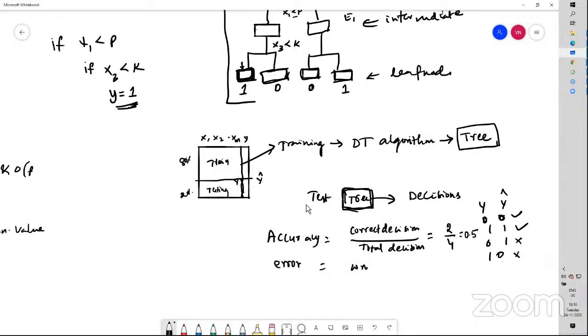Error is wrong decisions divided by total decisions, which is again 2 by 4 in this case, 0.5. So these metrics like accuracy and error tell us how good your learning process is. If you make decisions using this, how good your decisions are going to be. That's going to be judged using these two metrics. Fine. This is all about machine learning.